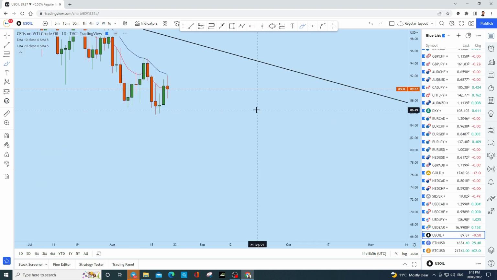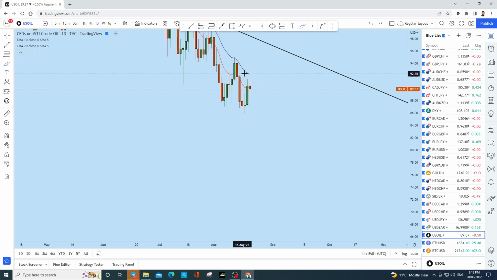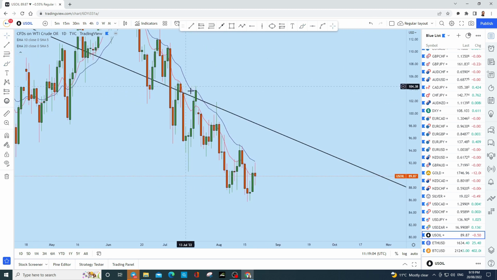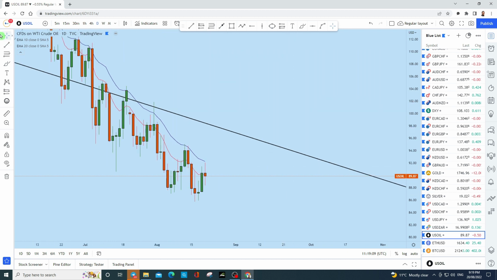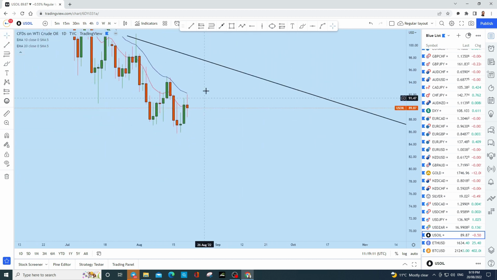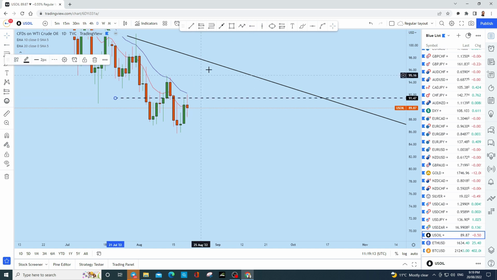So if you look at the daily, we see already a doji has been created on the daily time frame testing this 20 period moving average. This 20 period moving average, you can see in the past, has been acting as a dynamic resistance. So what I think is that in the new trading week, we'll probably be respecting this resistance on the daily time frame.